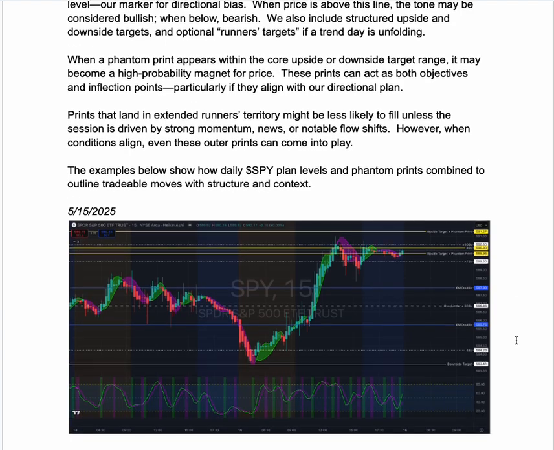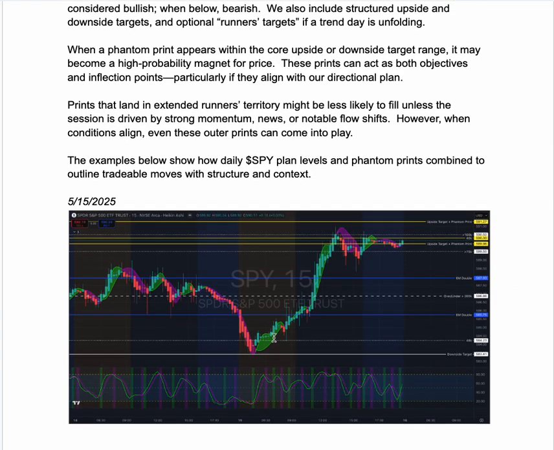So here are some examples. This was on May 15th, and this was the 14th. My plan comes out the night before, and my over-under was here at this dashed line. Then we went down to my downside target, which held surprisingly well. The low was within a few cents. And then we bounced from there, and that's the example I was saying the over-under can become a target on the bounce. Then we pushed through that, and we filled these phantom prints. So that was pretty awesome.